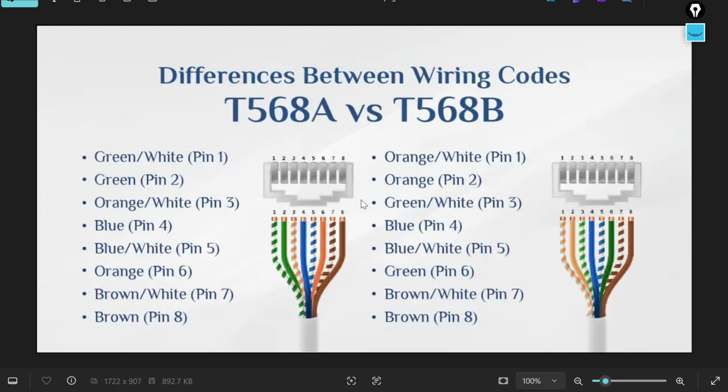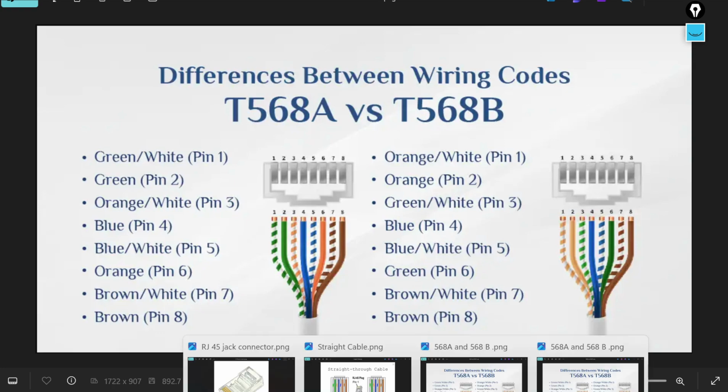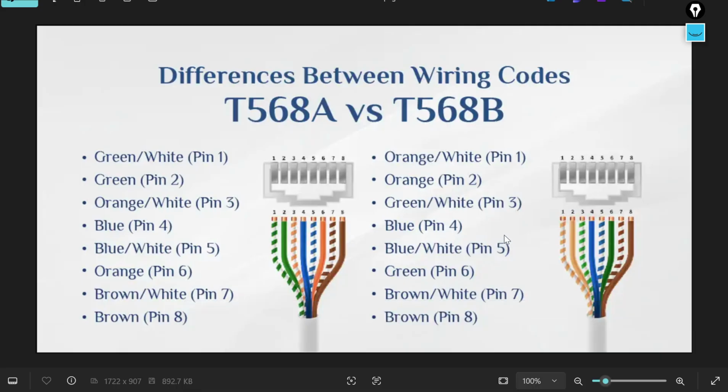So straight cable is nothing but both sides we use the same color coding: T568A and T568A on both sides, that is the straight cable. Cross cable is where we use T568A on one side and T568B on the other side. This is the main difference between straight cable and cross cable. So nowadays we can use any cable between similar devices or between different devices. You can use cross cable or straight cable, both work. There is no issue.